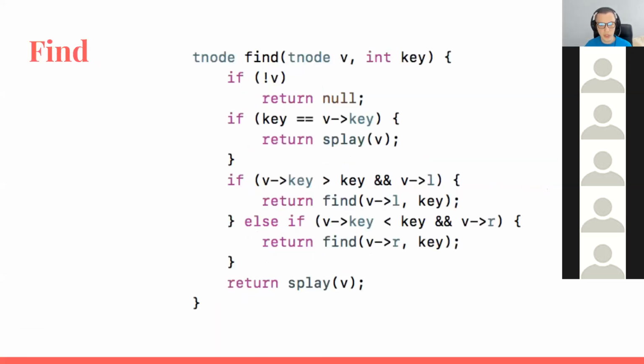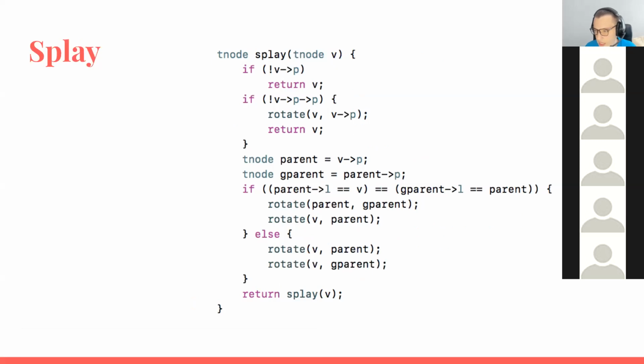Okay. Let's implement it. Is this only when v is at depth 2? No, we are going to do zig-zig or zig-zag always when it has at least depth 2.